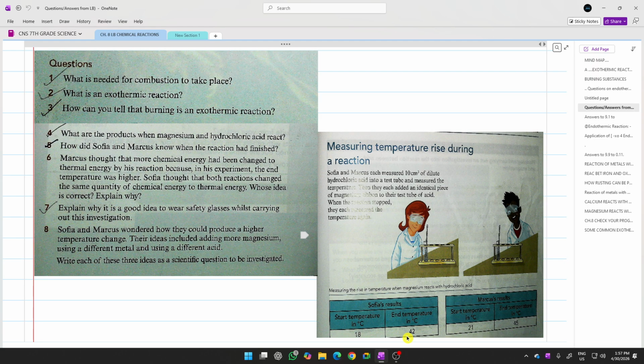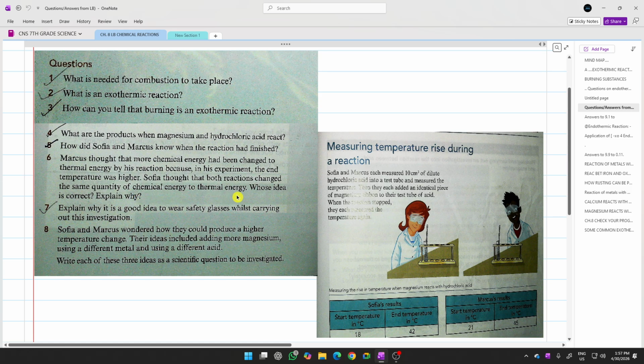So Marcus thinks that in his case the chemical energy converted to thermal energy is more. That is what Marcus wants to conclude. But Sophia thinks the other way. Sophia thought that in both the cases, in her case as well as in Marcus' case, the reaction changed the same quantity of chemical energy into thermal energy.